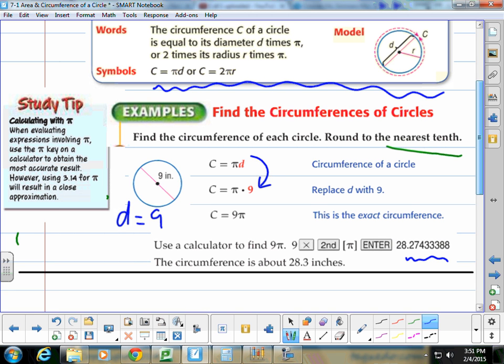Our directions say round to the tenth. Since 7 is more than 5, we round 2 up to 3. So the circumference is about, and notice since we round, it's about, it's not exact, 28.3 inches.